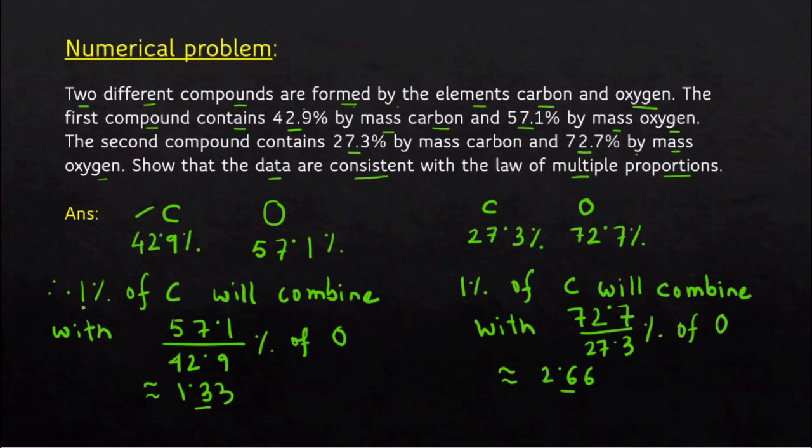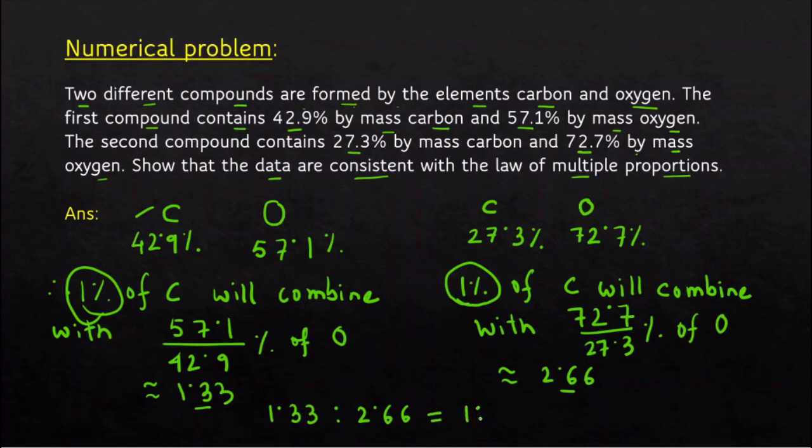Now, this quantity and this quantity are the amounts of oxygen for both these compounds, which is combining with a fixed mass of carbon. Here it is taken as 1%. So let's make the ratio of these two quantities, that is the masses of oxygen, and it is going to be 1.33 is to 2.66, and there is a chance of reduction.